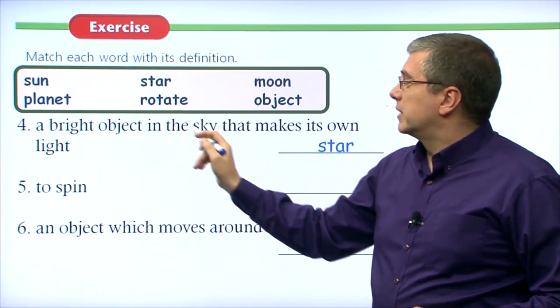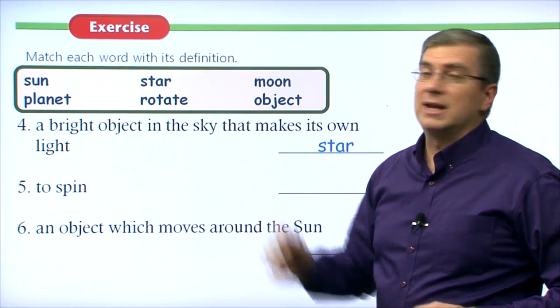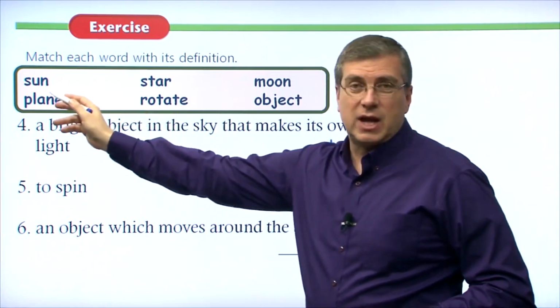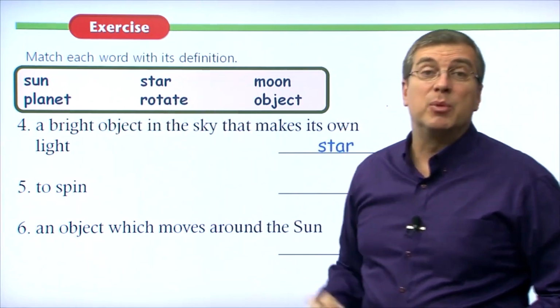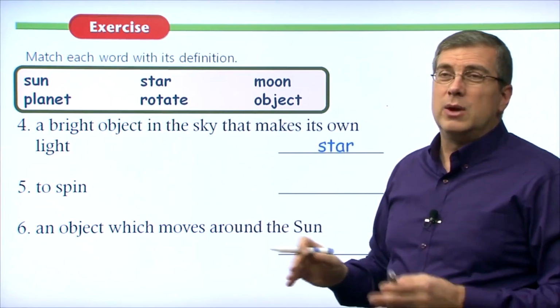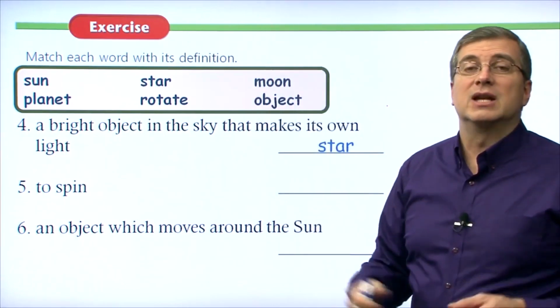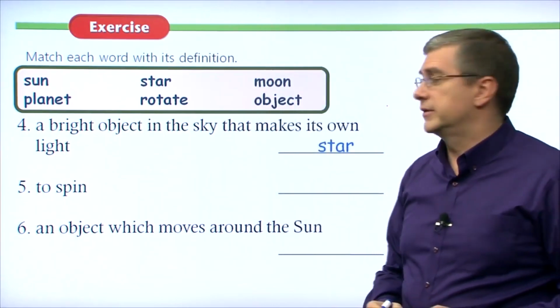So all stars are bright objects in the sky. They make their own light. We call that a star. True, you could say sun, but the sun is a type of star. So we're going to talk about all objects, right? We don't call all of those stars the sun. We call them stars. The sun is just one of those stars.